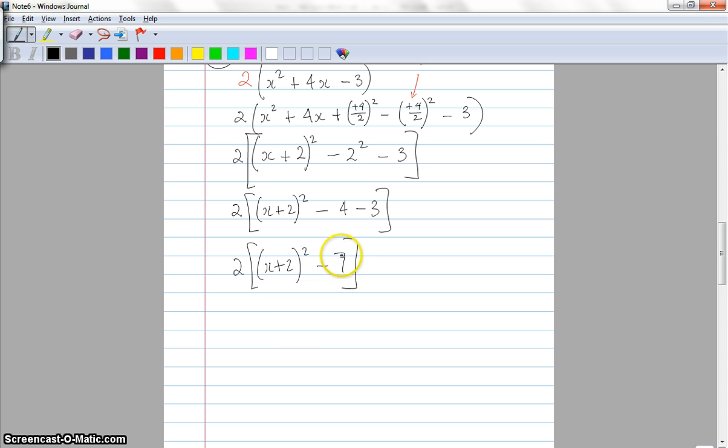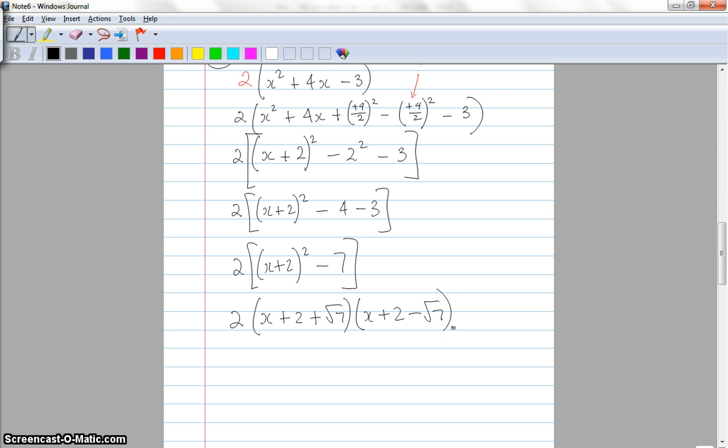And now I can do the difference of 2 squares between those two. So it becomes 2 times x plus 2 plus root 7, x plus 2 minus root 7. And there you have it.